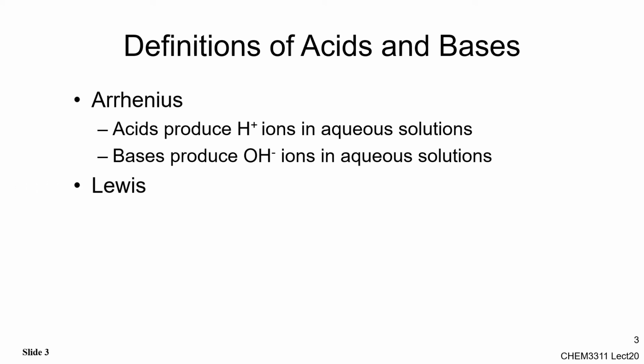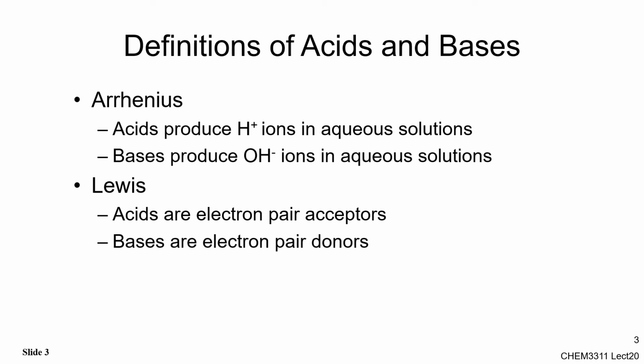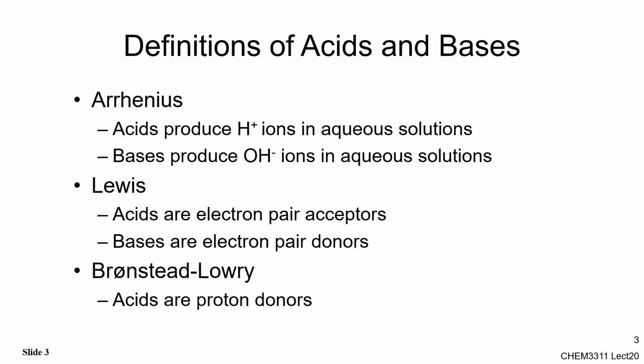Right? Lewis came along and was interested not only in defining acids and bases in solution, but in many other circumstances, including organic chemistry. And acids are electron pair acceptors and bases are electron pair donors. Right, so the vast majority of organic chemistry reactions are Lewis acid-base reactions of one type or another. And finally, we have Bronsted-Lowry theory, the modern theory of acids and bases that is used. Acids are proton donors and bases are proton acceptors.